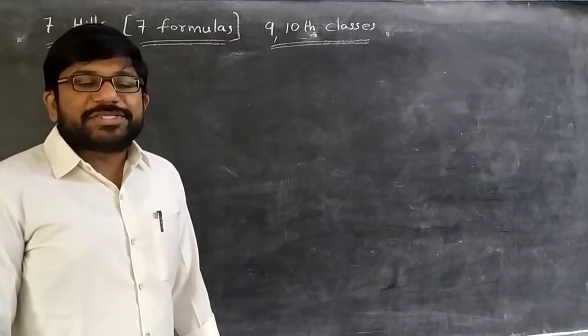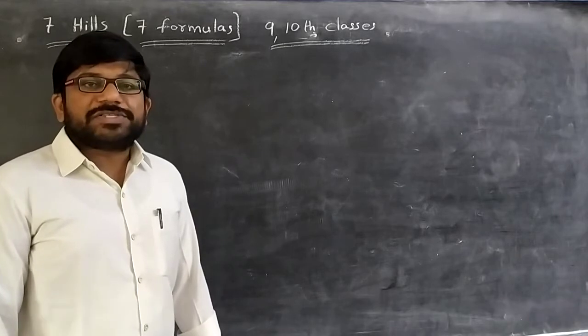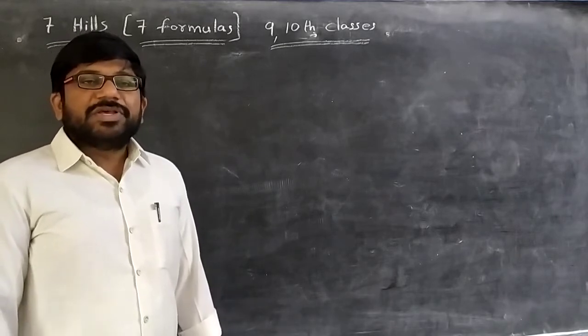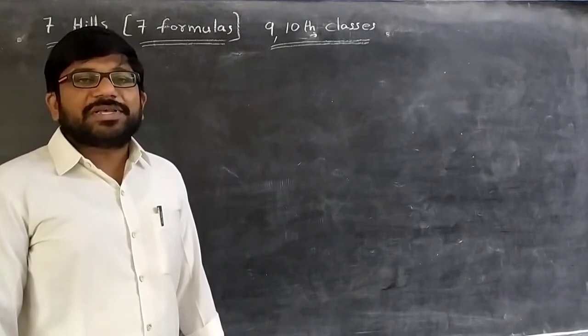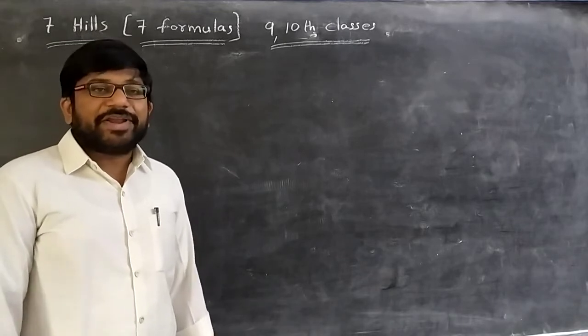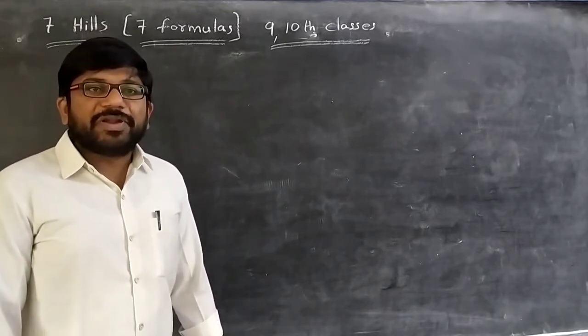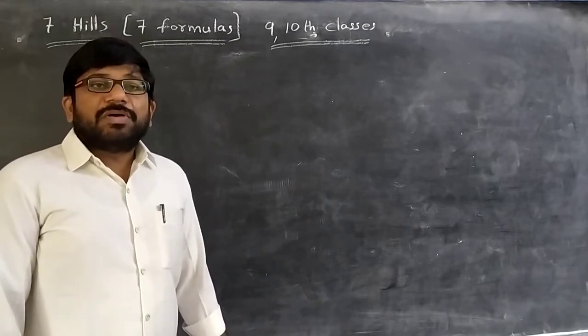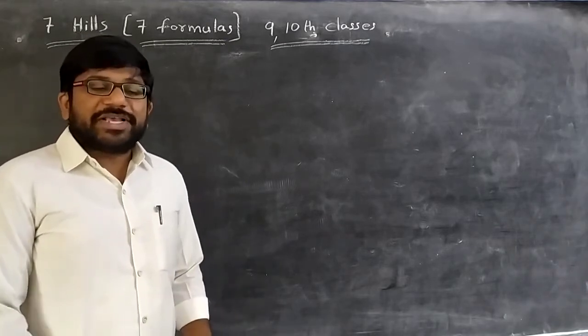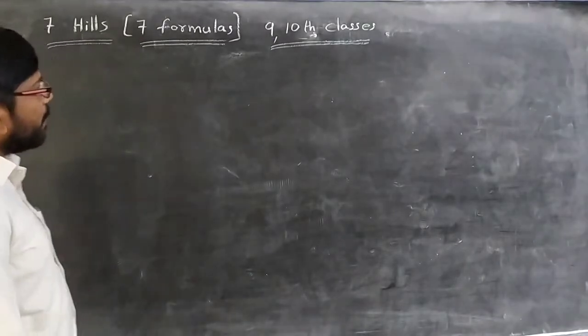Now the topic is 7 formulas in similar triangles. We call these formulas the 7 hills formulas. These are very important formulas for competitive exams, so observe carefully.